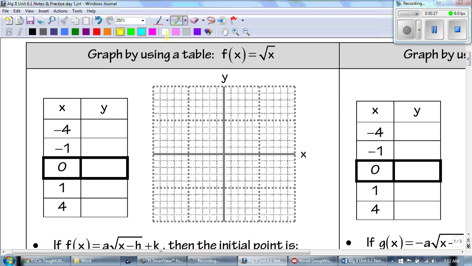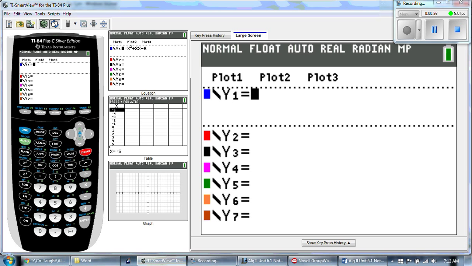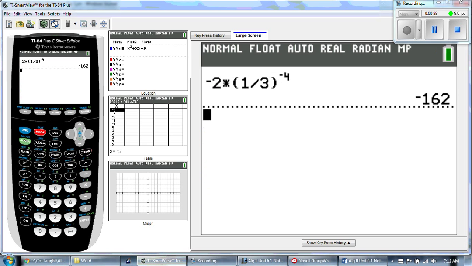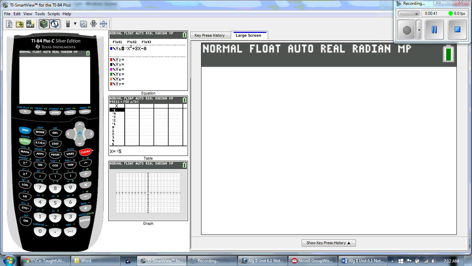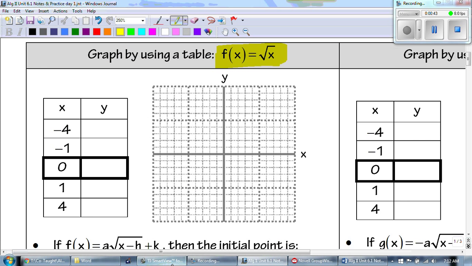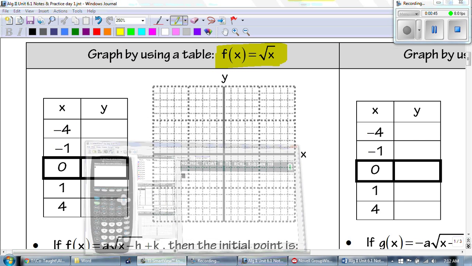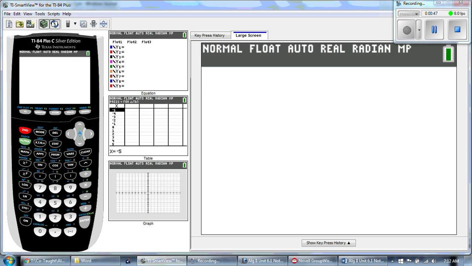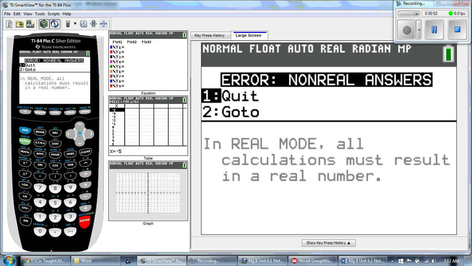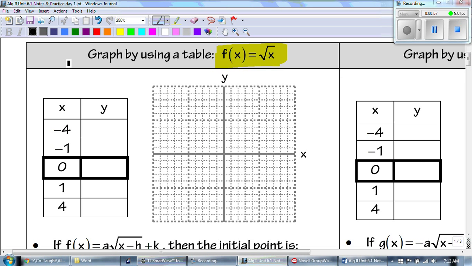Now, first thing I want you to notice is our new function, f of x equals the square root of x. So what we want to do is go into our calculators, and actually we're going to do it right here. It's asking us to do the square root of -4. If you do the square root of -4, you get an error. That doesn't work.